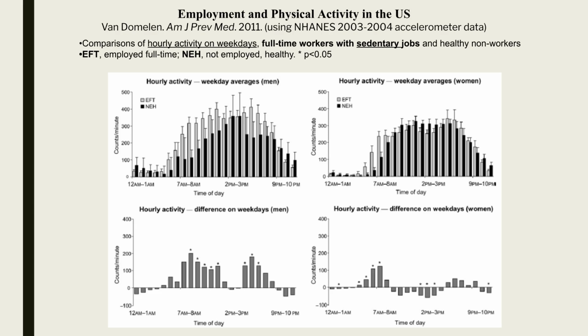This figure shows hourly physical activity patterns for employed and unemployed healthy men and women. For men, employed individuals are more active during typical work hours, especially from 8 a.m. to noon, and again from 4 to 6 p.m. However, the pattern is different for women.